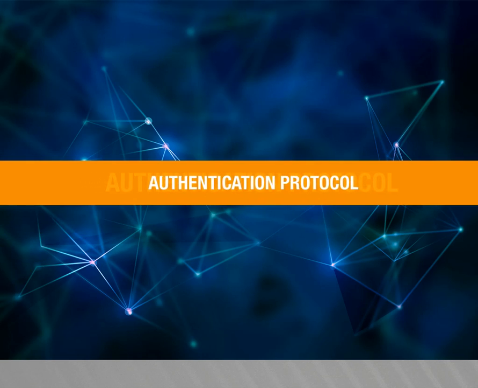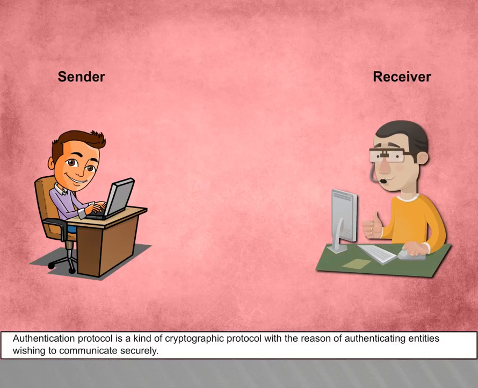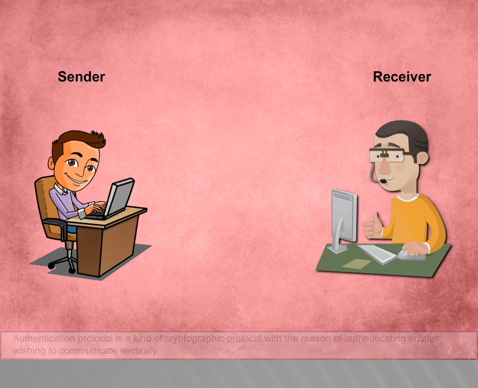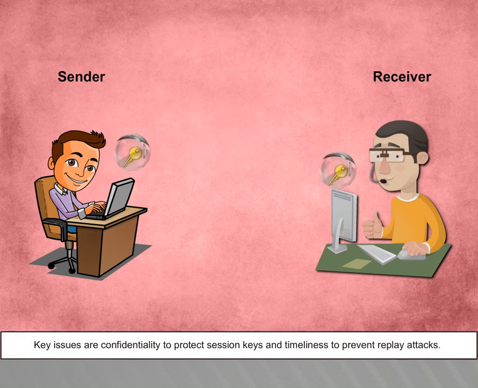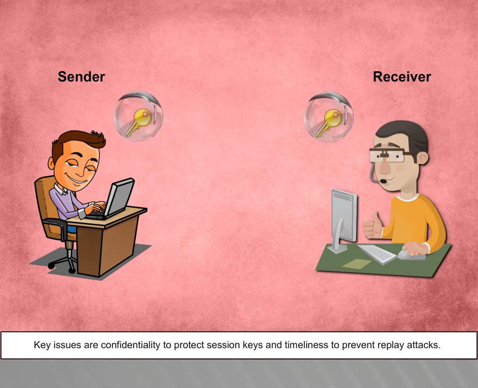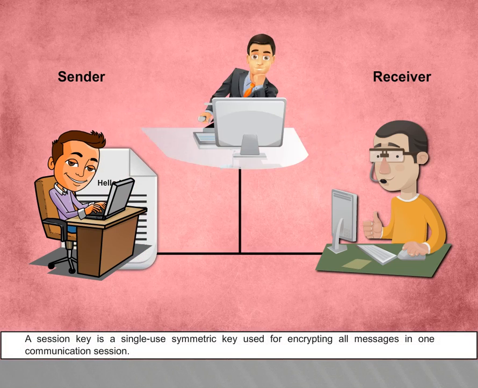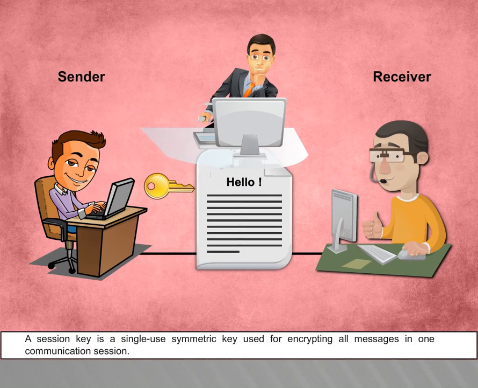Authentication Protocol. In this video, we are going to learn about Authentication Protocol. Authentication Protocol is a kind of cryptographic protocol with the reason of authenticating entities wishing to communicate securely. Authentication protocols are used to convince parties of each other's identity and to exchange session keys. Key issues are confidentiality to protect session keys and timeliness to prevent replay attacks. A session key is a single-use symmetric key used for encrypting all messages in one communication session.